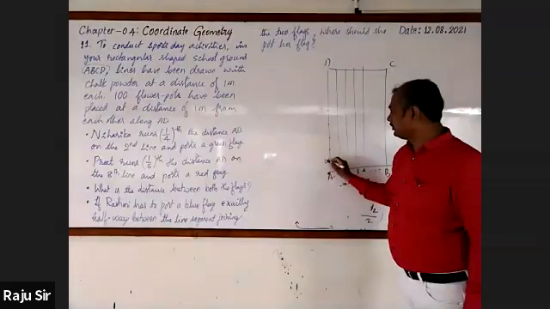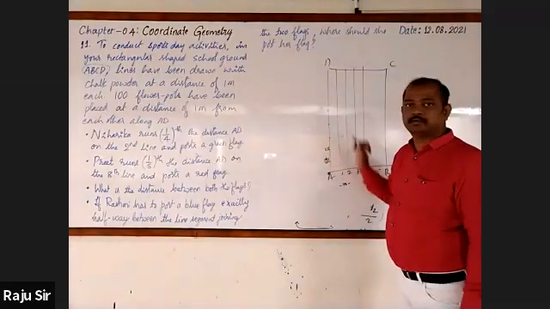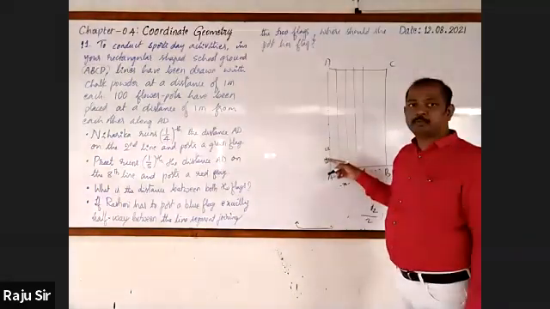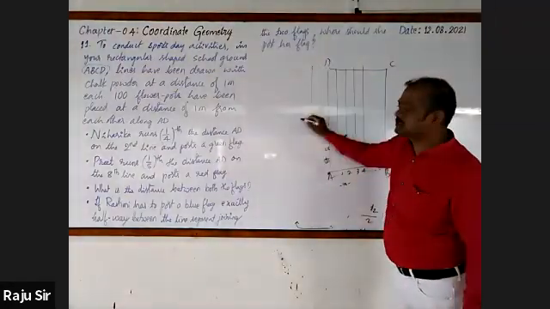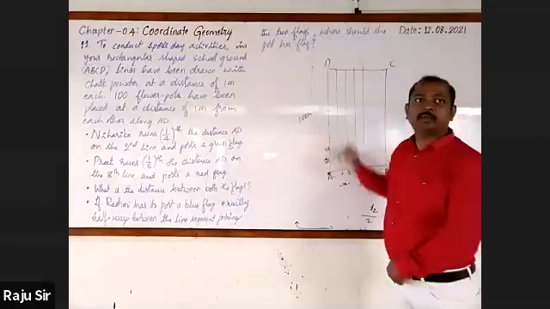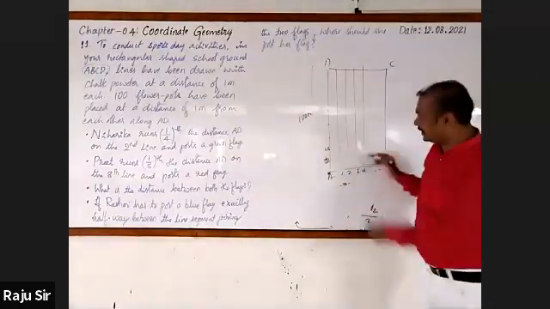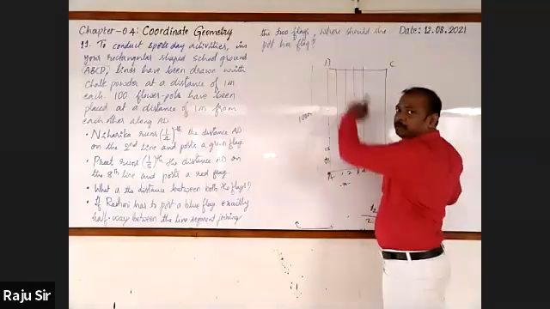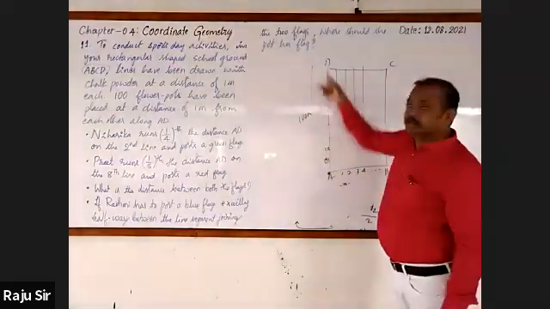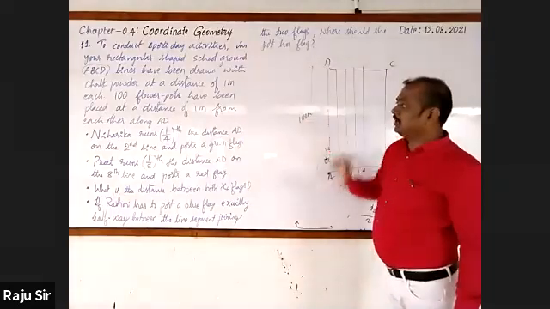Here we have placed the flower pots. What is the distance between the two pots? 1 meter. From A to D, how much is it? 100 meters, because we have placed 100 pots. 1, 2, 3, 4, and so on, up to 100 pots. So the length of AD is 100 meters.